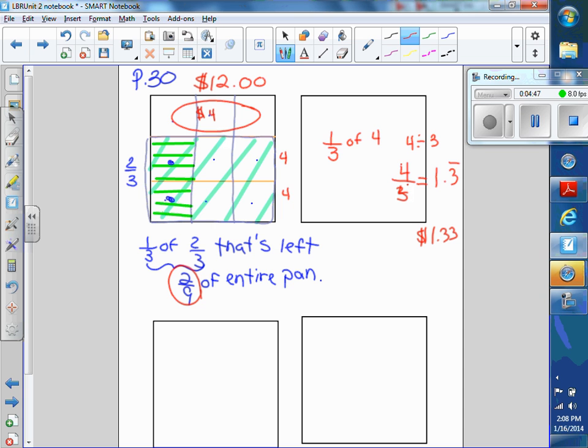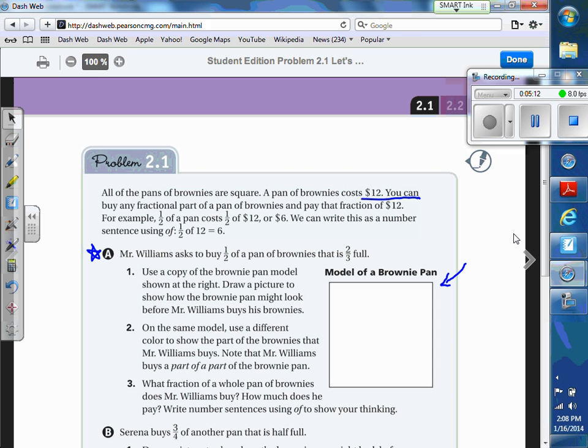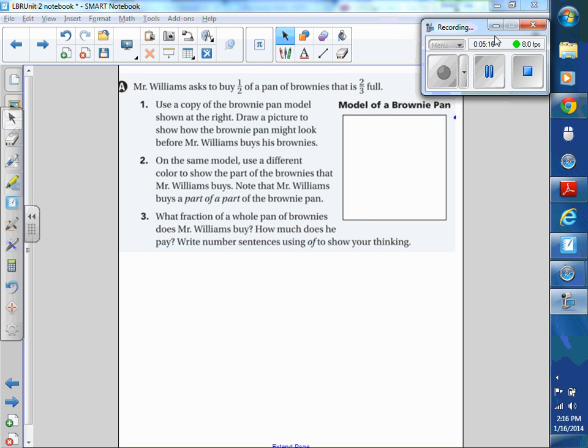Okay. And so if each little square is $1.33, the second person, 2/9 of the entire pan, is $2.66. Does that make sense? Okay, so I'm going to have you go to the book and look at part A and work on that in your groups. Okay, who wants to share their solution for the first part, A?